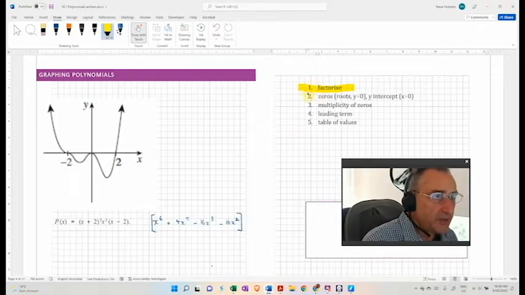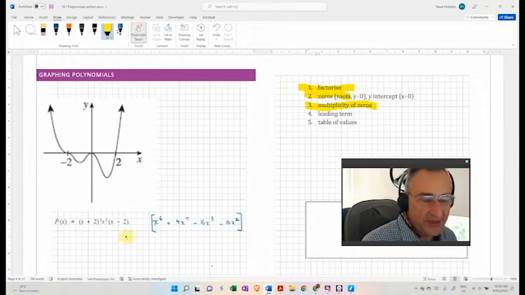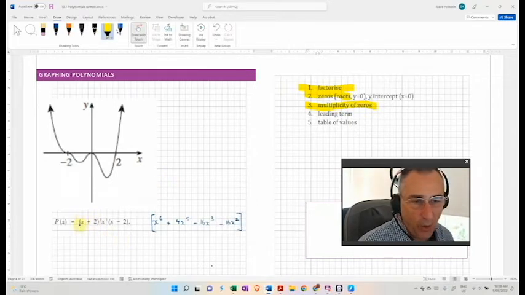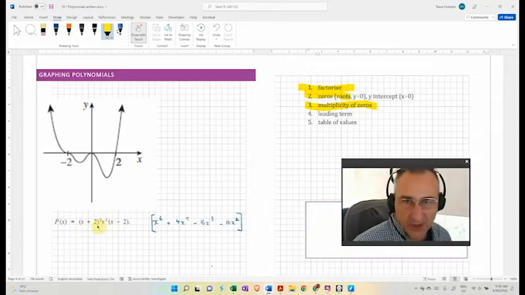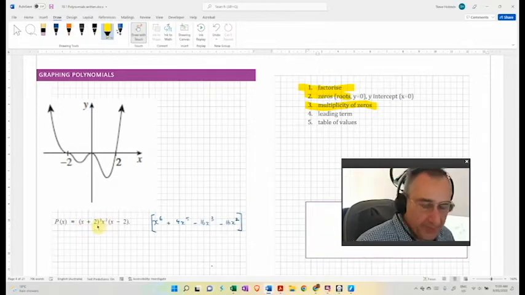Okay, finding the zeros, and then the multiplicity of the zeros. Multiplicity means the power of the term or the factor that contains that zero. So here, x plus 2 cubed, the power is 3. The multiplicity of that zero, so minus 2 is the zero, and the multiplicity of that zero is 3. Okay, why is multiplicity important?